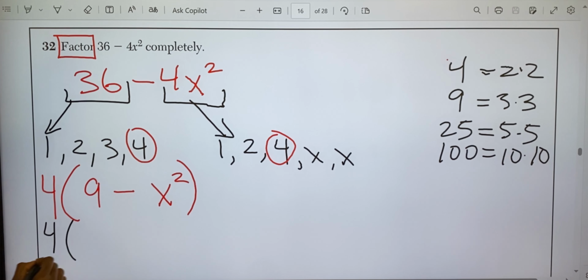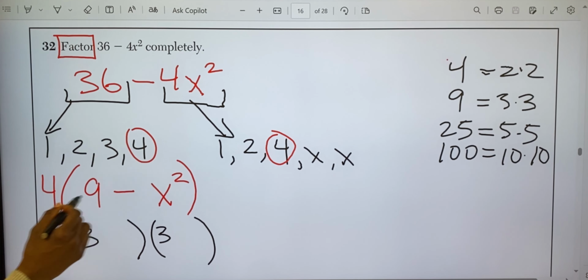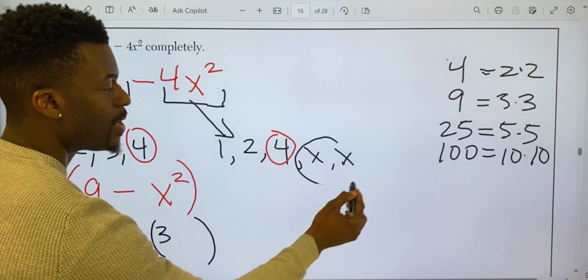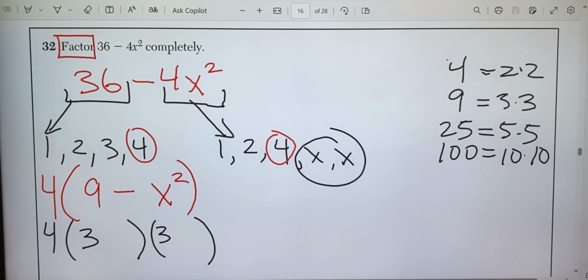So this becomes 4. And then I'm going to put a 3 and I'm going to put another 3. So we're breaking this apart as much as possible. We got another perfect square. Negative x squared. I wrote it over here. X times what is going to give us x squared? X times x. So I'm going to put an x and another x.